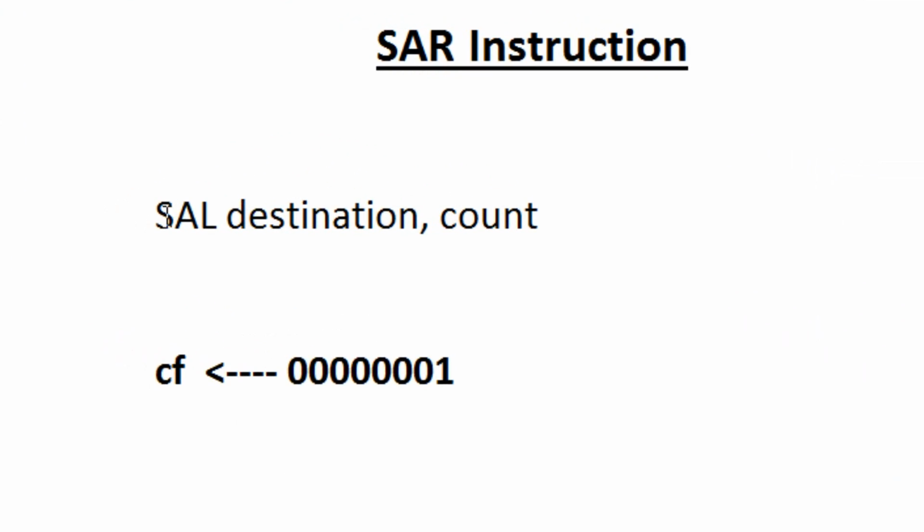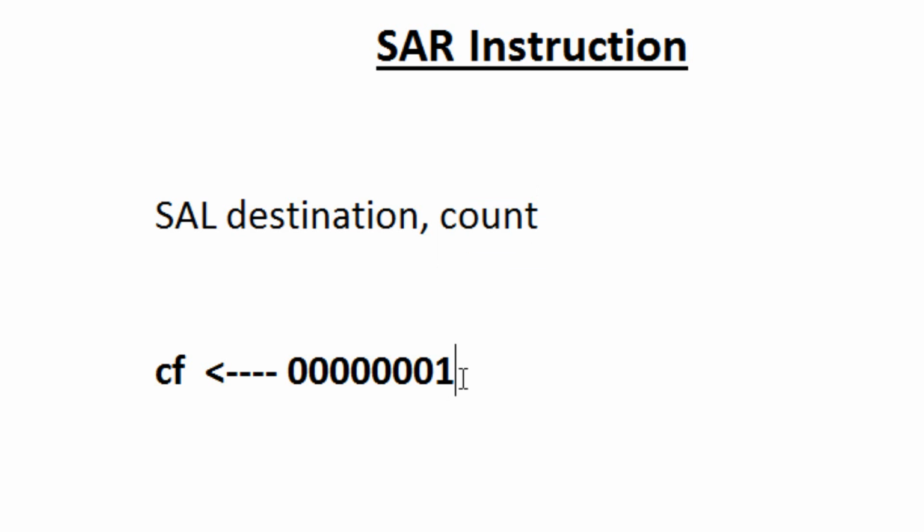Over here, this is the syntax of a SAL instruction. This is how it looks. We start off by typing in SAL, we hit space, we type in our destination operand, then we hit comma, then we hit space, then we type in our count. Our count is how many bits we want to shift over. If you want to shift over one bit, you put a count of one. If you want to shift over two bits, then you put a count of two.